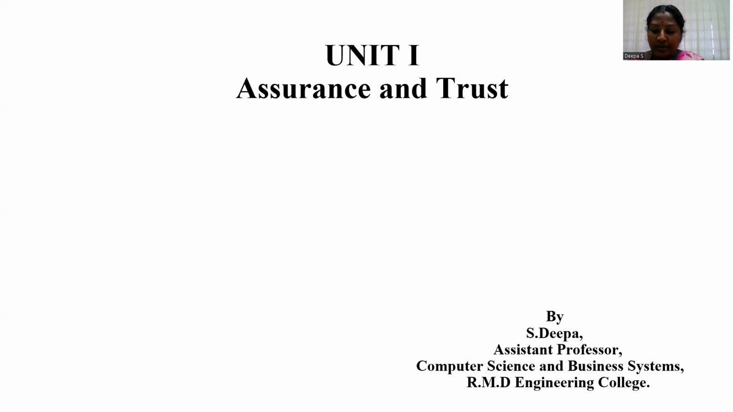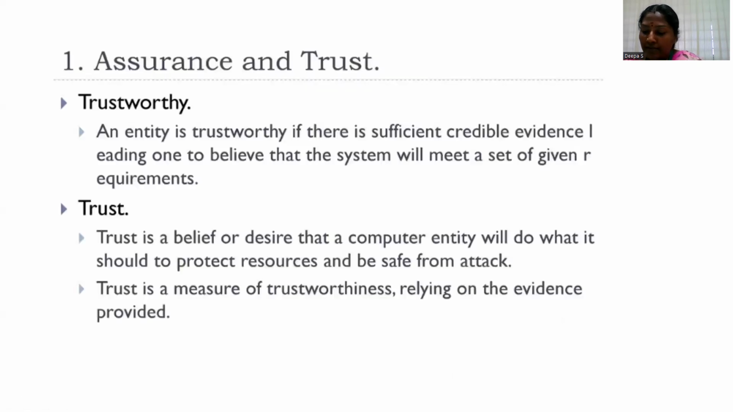So, assurance. When we provide assurances, if trust cannot be quantified, then we have assurance. Here the system specification, design, and implementation can provide a basis for determining how much to trust the system. This aspect of trust is assurance. It is an attempt to provide a basis for determining how much one can trust a system.